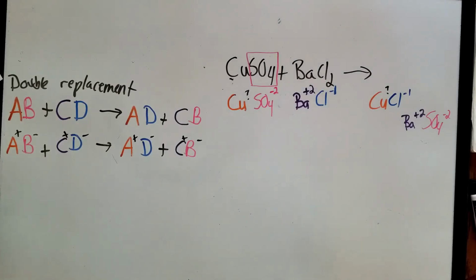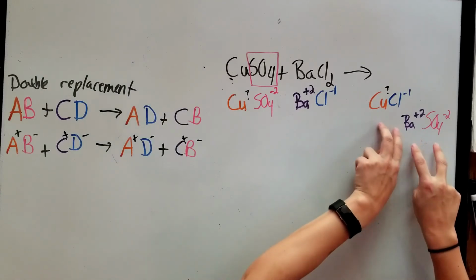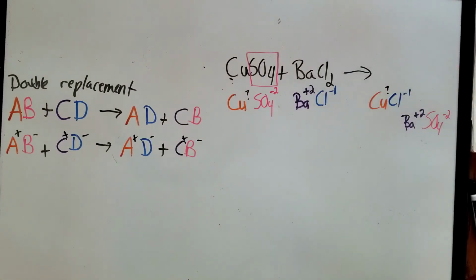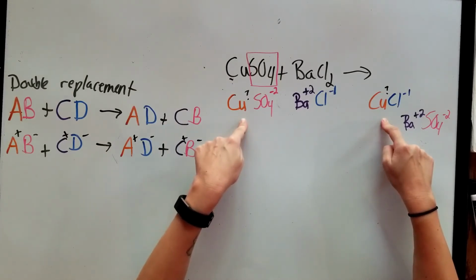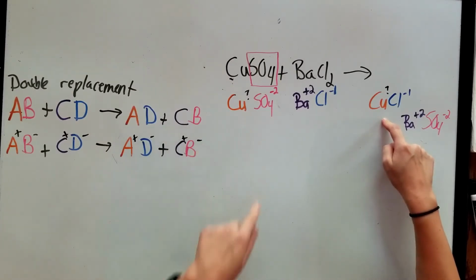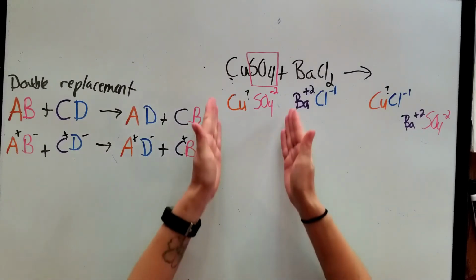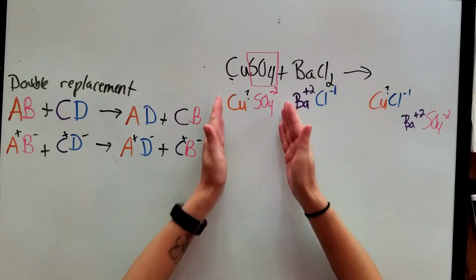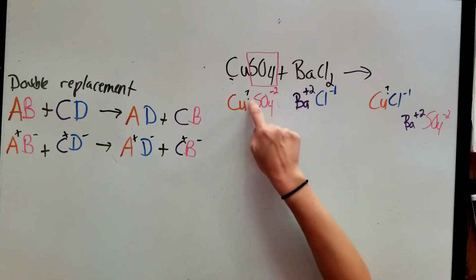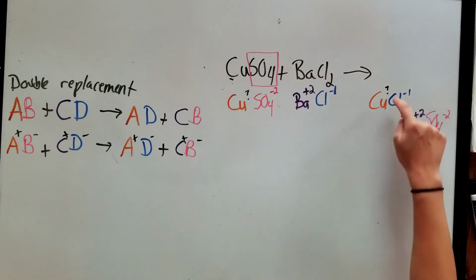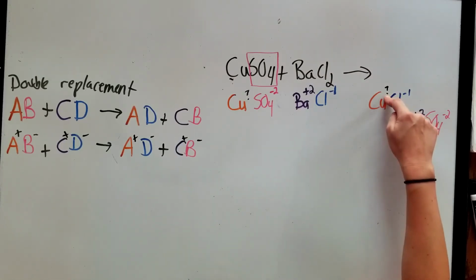All right, so we need to figure out on the product side what these products are going to look like. But in order to do that, we need to figure out what copper is going to be. What is the charge on copper? To figure out the charge on copper, we look at the reactant side only. The reactant side will tell us what the charge on copper is, and whatever the charge on copper is on the reactant side, it's going to be the same charge over here on the product side.